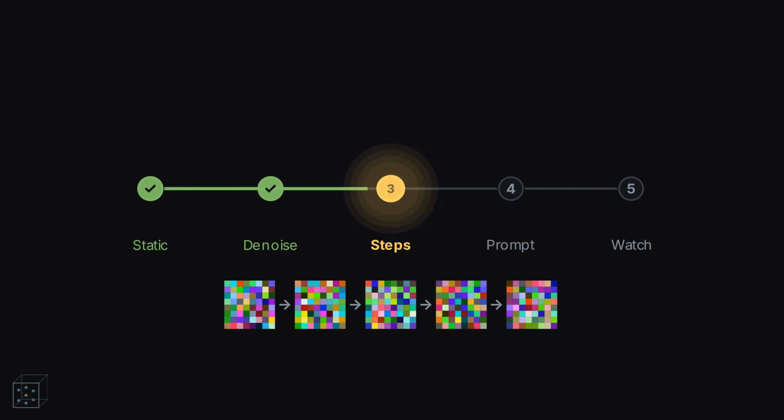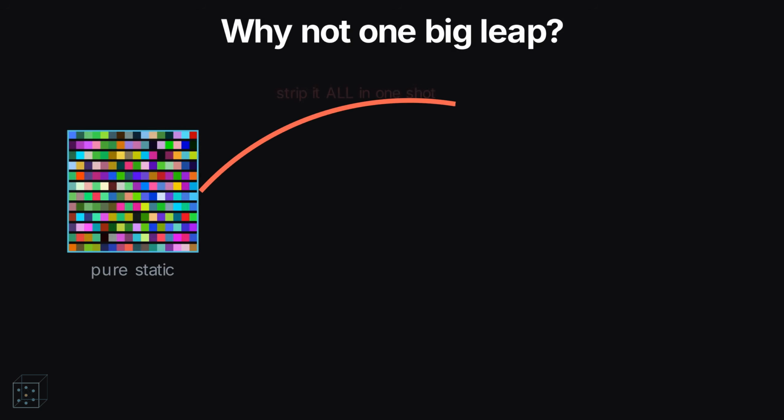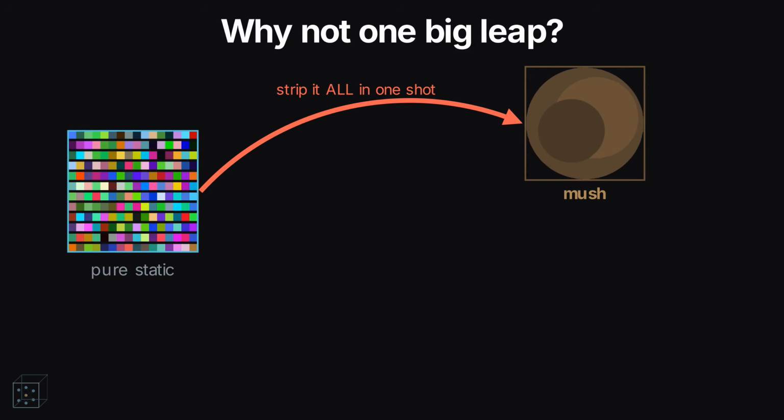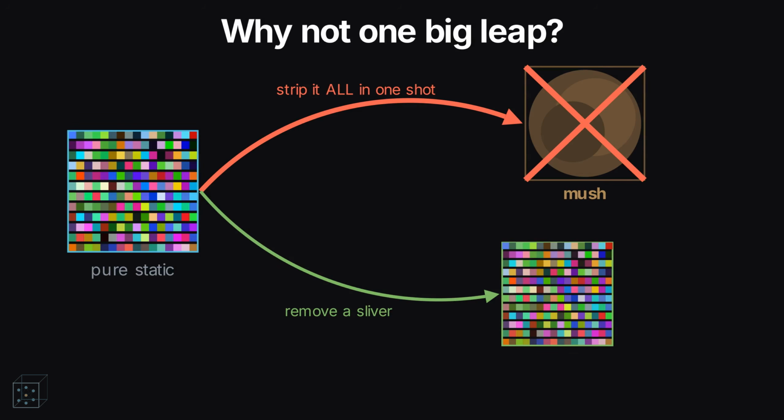Part 3. Many tiny steps, not one leap. You might think, great, show it pure static, let it strip out all the noise in one shot, done. But ask it to leap from total chaos to a finished image in a single jump, and you get mush.